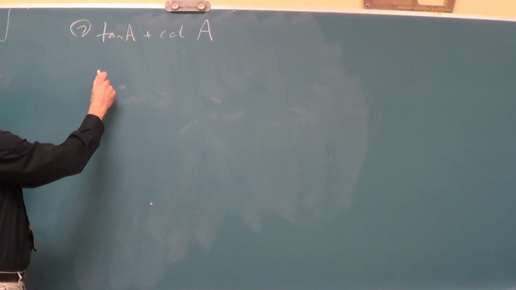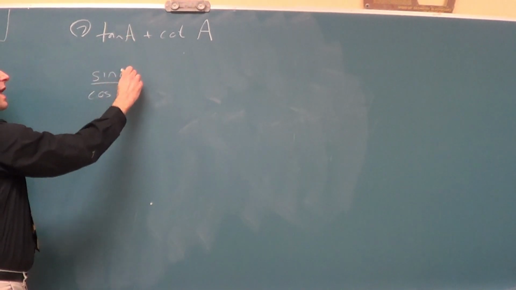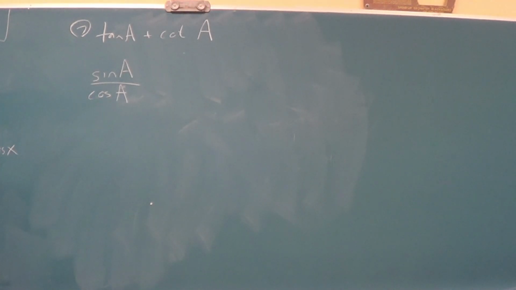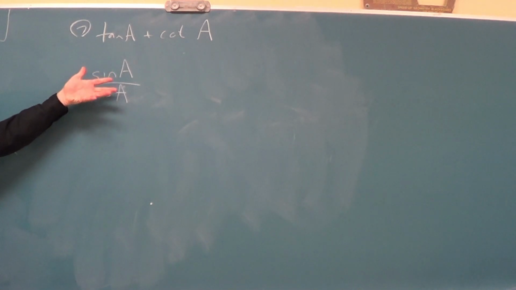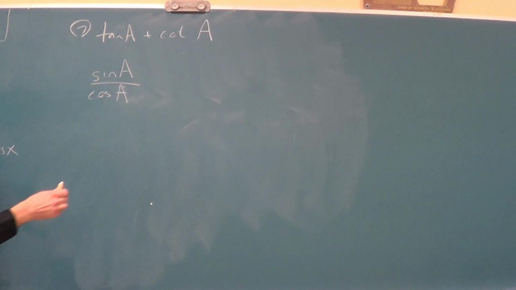So tan, make a trade. Who can tan trade for? Sine over cosine. Since this has an A, that means everything's going to have an A. Every trig word has a thing called an argument. We've talked about that before, that after the trig word there's always a letter or number. So if this problem has A's, all the trig words are going to have A's.